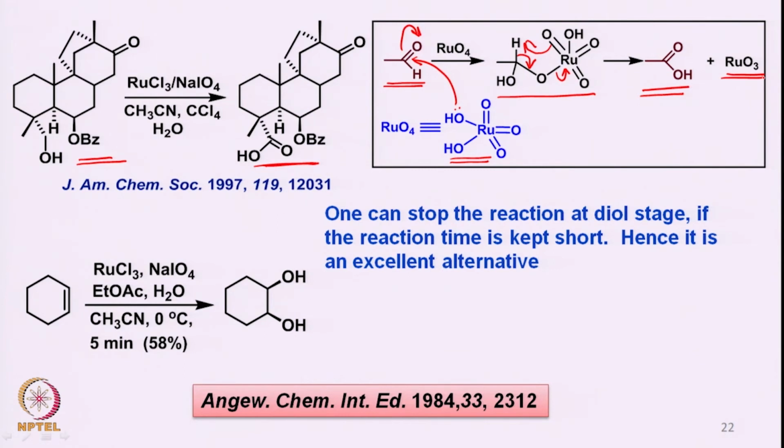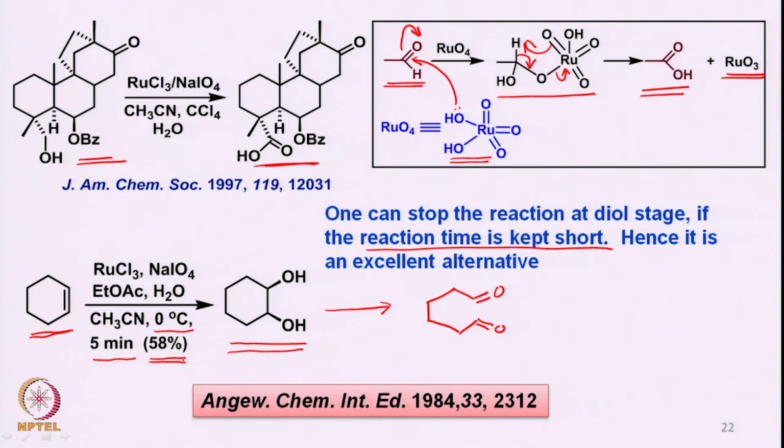But it is interesting that when one carries out the reaction with a double bond, one can also stop the reaction at the diol stage, because it is the diol that undergoes further reaction and allows the cleavage to take place. So, this cleavage can be prevented if one stops the reaction at the diol stage by keeping the reaction time short. If one carries out the reaction at 0 degrees and allows only 5 minutes, one can check if the reaction can be stopped at the diol stage, so one can isolate the corresponding diol.